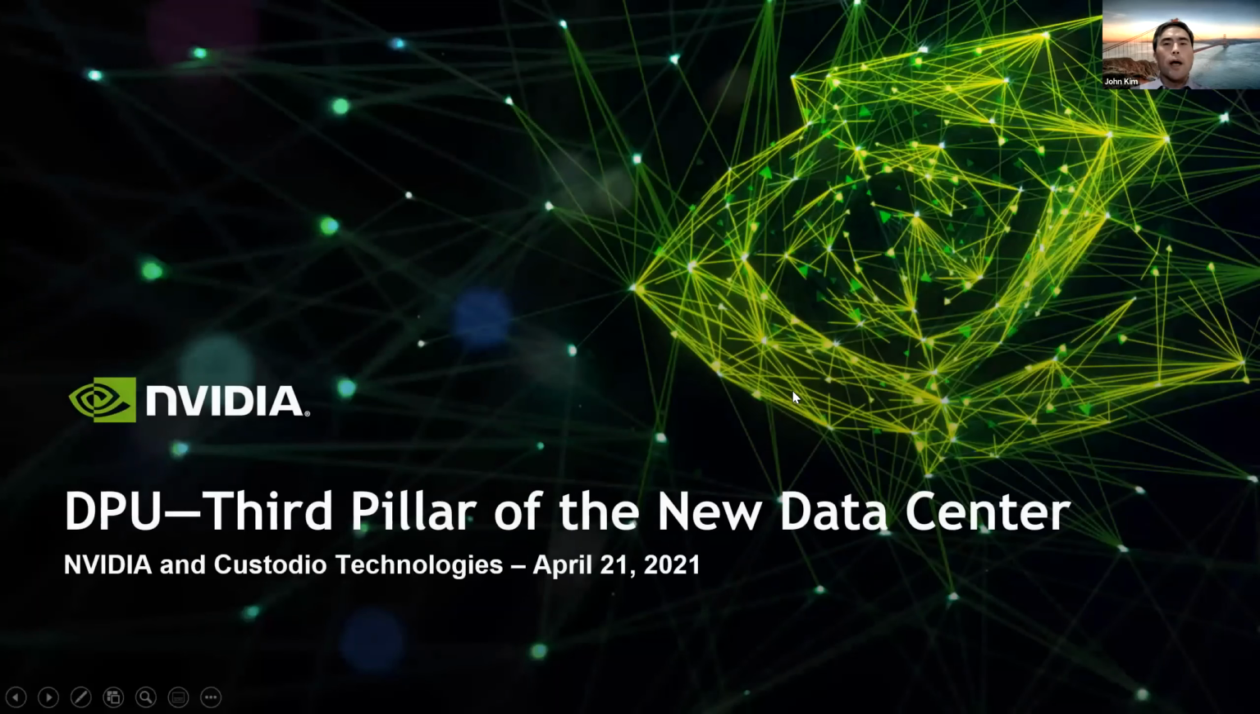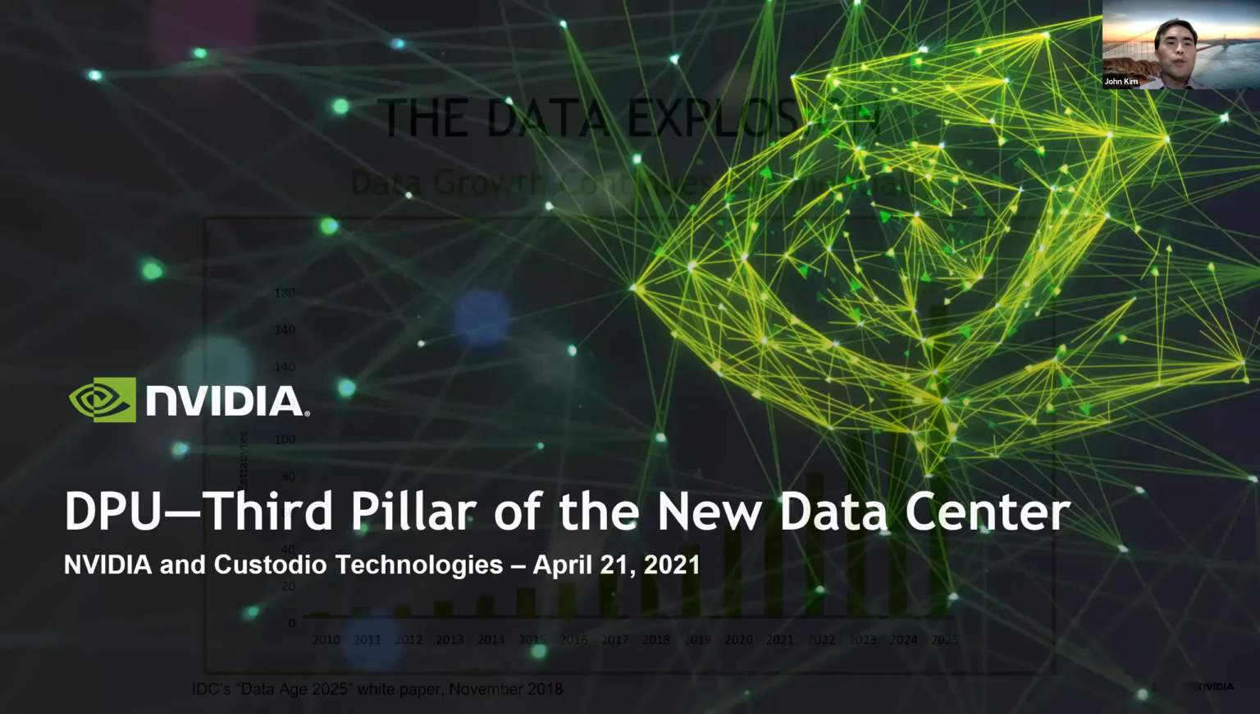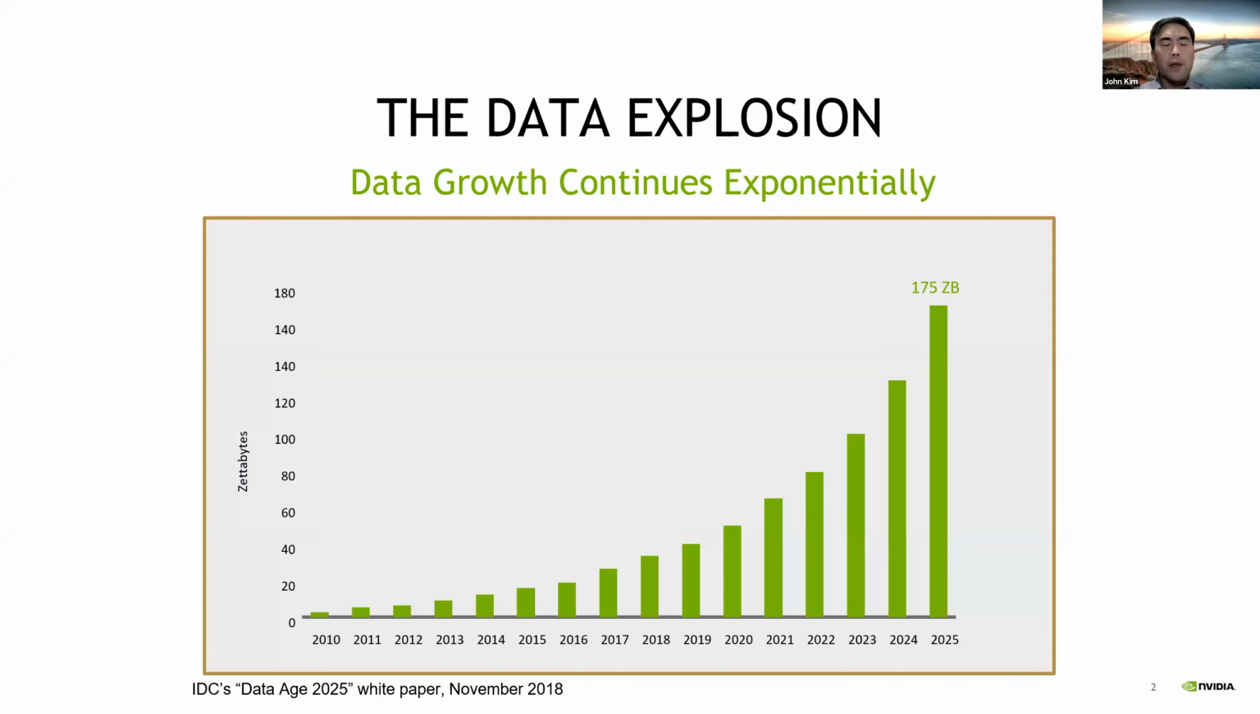All right, so as you mentioned, I'm going to talk about the DPU, or Data Processing Unit, as the third pillar of the new data center. So let me go ahead and get started. The first thing that's driving the need for a new architecture in the data center is the continued exponential growth of data. Over the years, and this is continuing even now, data is growing very quickly. It's not growing linearly, it's growing exponentially. In fact, it's doubling probably every few years. So the amount of data that must be stored, processed, and analyzed is huge.